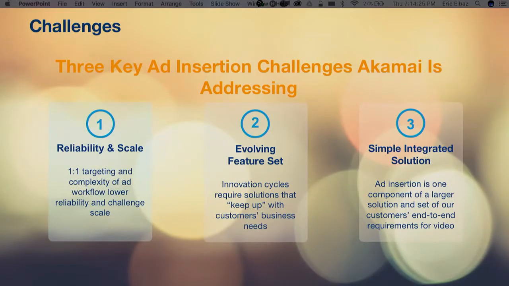To talk about challenges, Eric's gone through the different types of ad insertion, whether it be server side or client side. So basically, from an Akamai point of view, we want to go through three sets of challenges that we're looking to address, right?